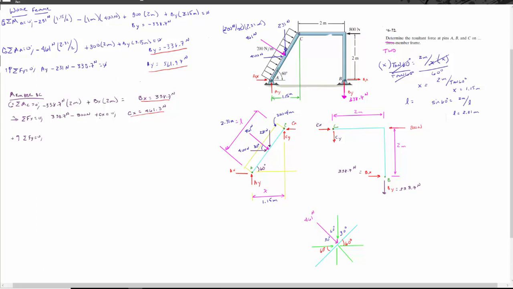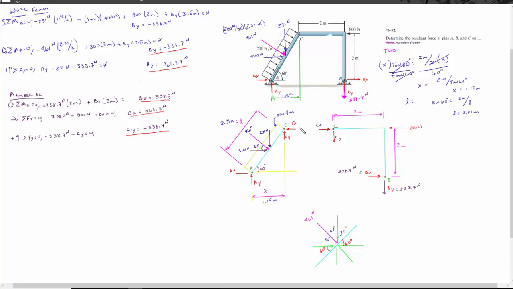Now, summing my forces in the y, I have this negative 338.7 newtons over here, and I'm going to subtract CY, is equal to 0. So CY then, if this was negative and this was negative, CY is going to be a negative 338.7 newtons. So now I have BY, BX, I have AY, I have CX, and I have CY.